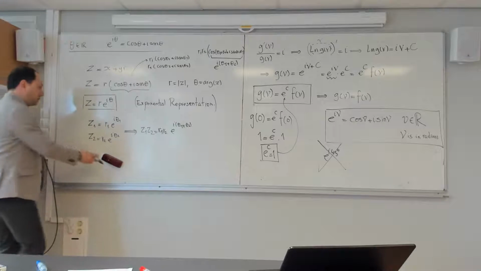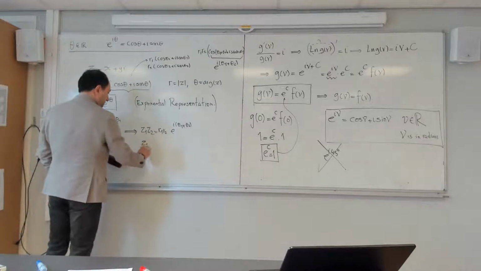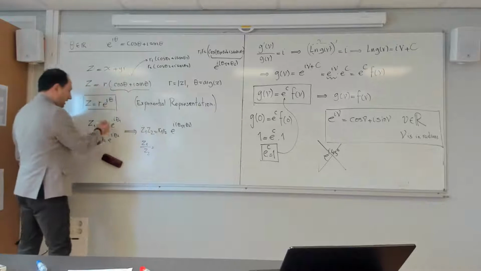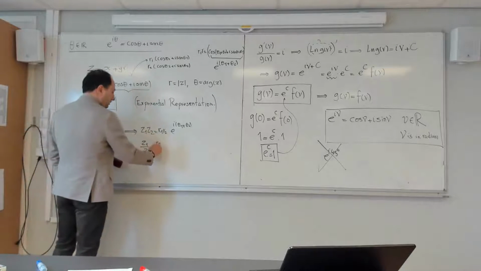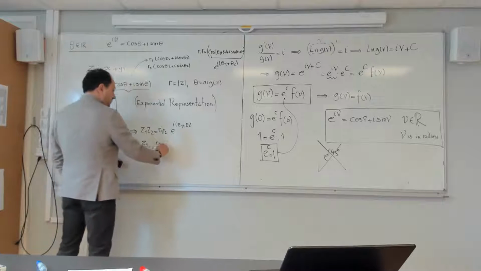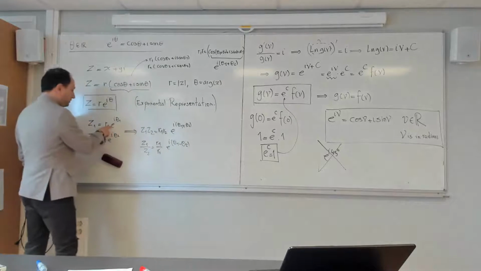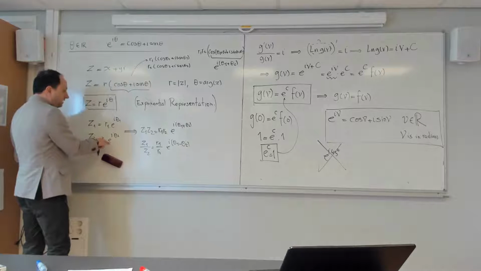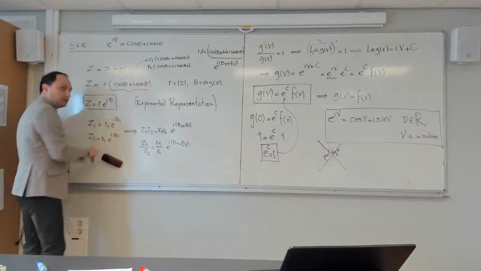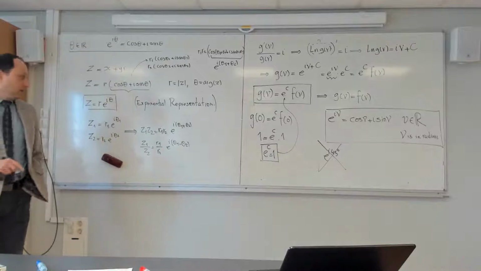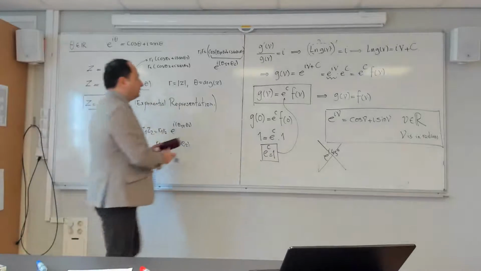Okay, so what can I do for division? It's again natural. I divide R1 by R2, and then e to the power of i theta 1 minus theta 2. Because if I want to divide this by that, I write e and I subtract these exponents. Yes. Okay, let me write the formula for the nth root.